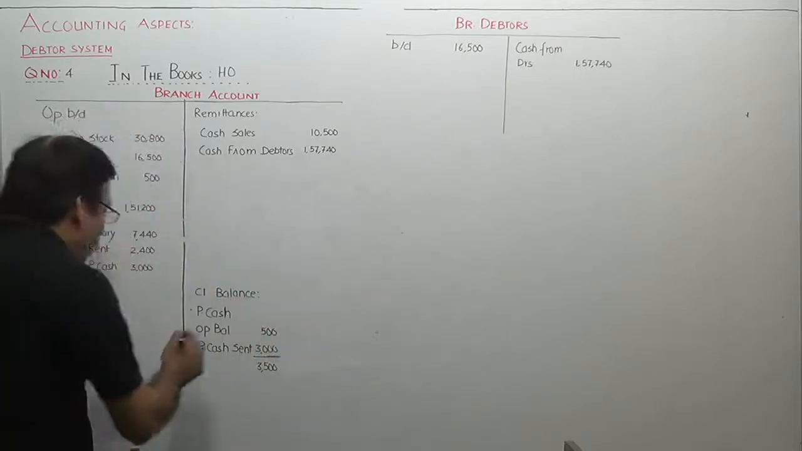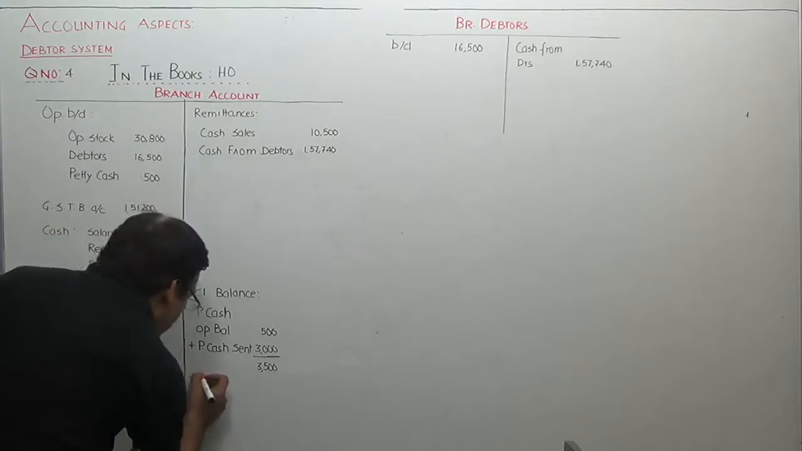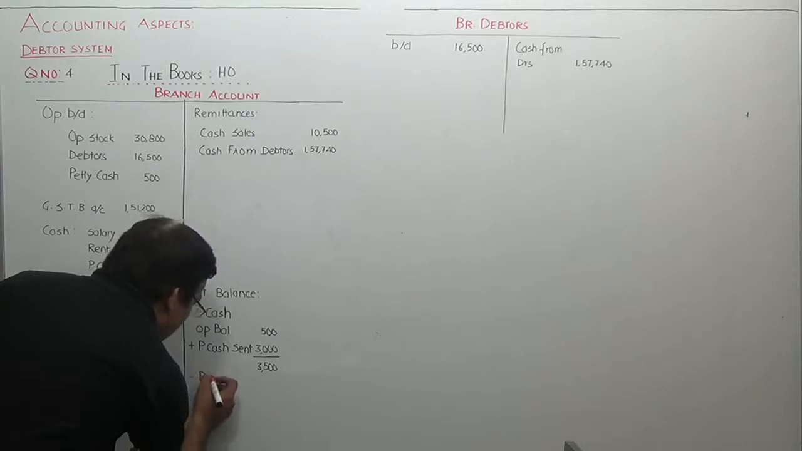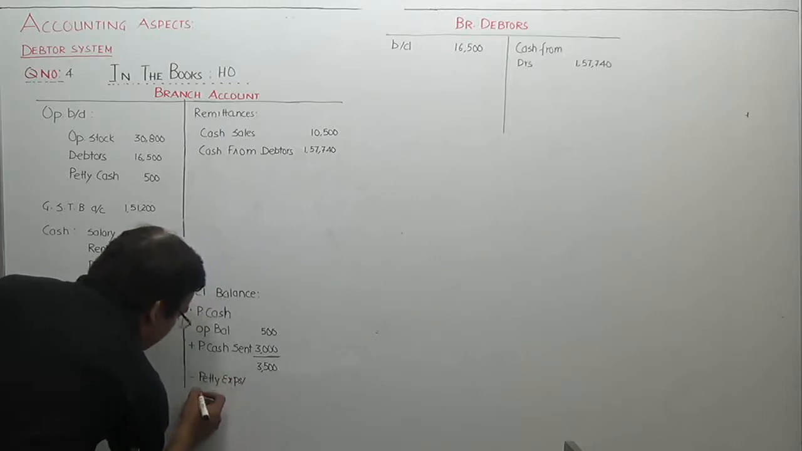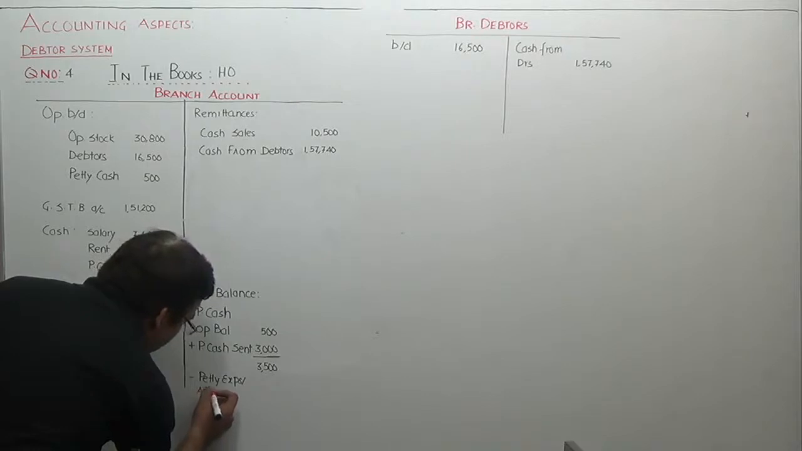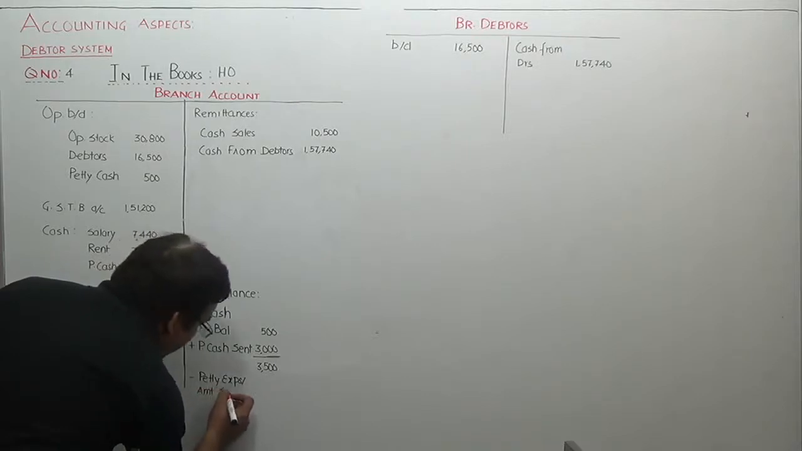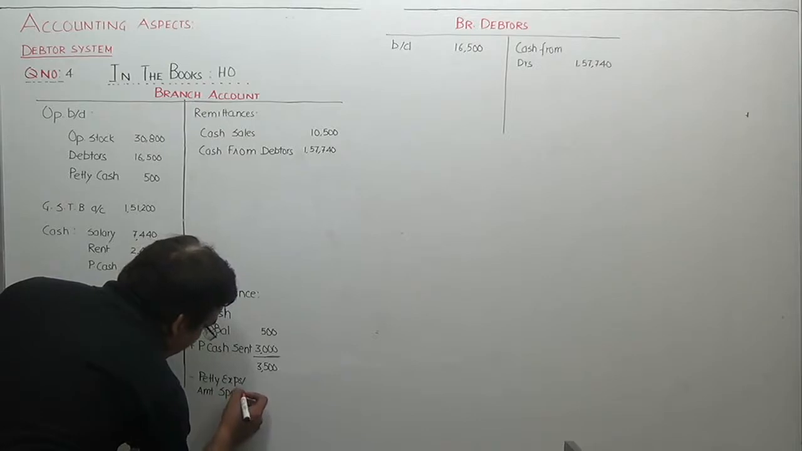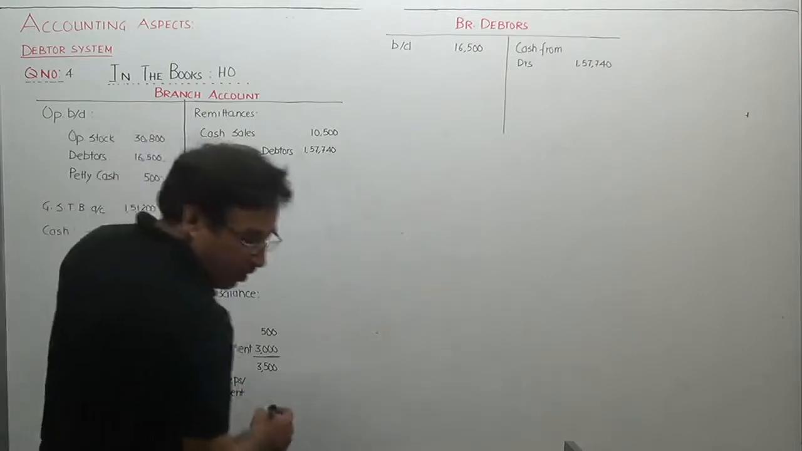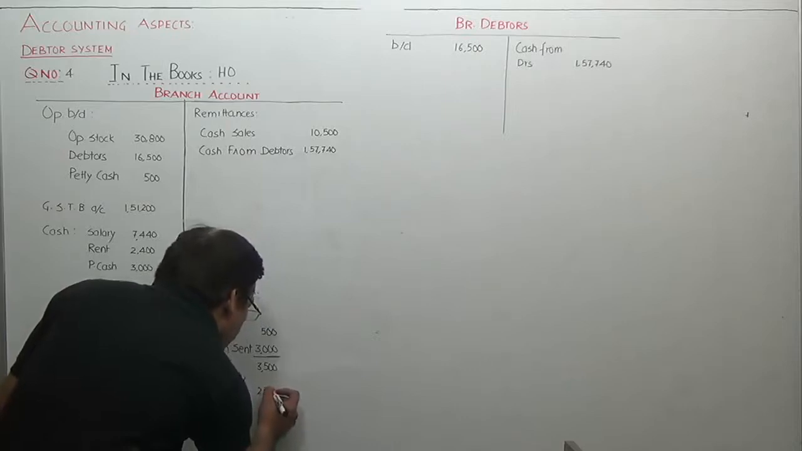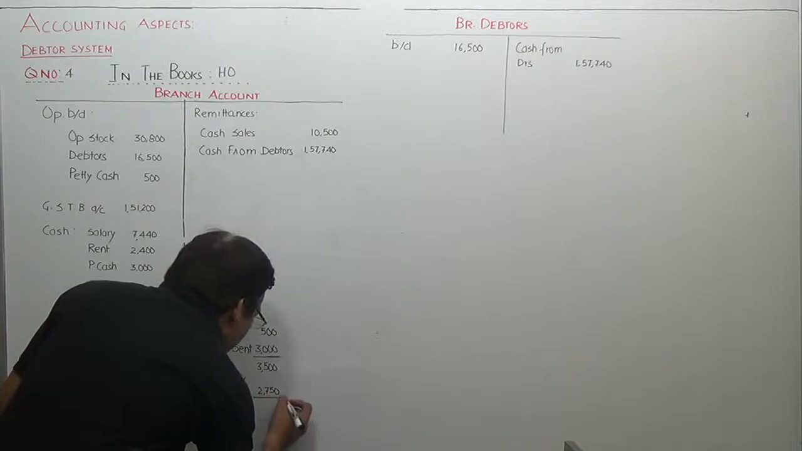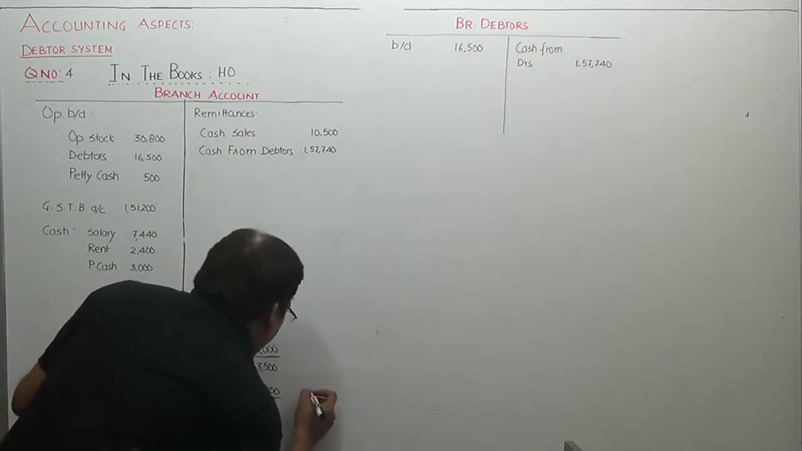So now what I am going to do, I am going to subtract the amount spent, or simply I can write petty expenses. Amount spent by the branch manager. Petty expense means amount spent. You can directly write amount spent. So the amount spent by the branch manager, as given to us in this question, is 2750. So 2750 I will subtract and I will write the closing balance here.